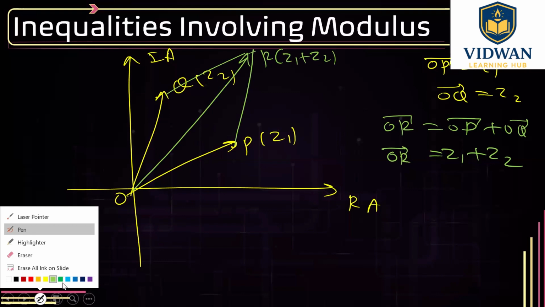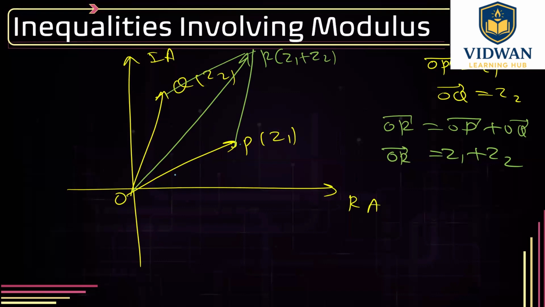So if you now write down the distances, the distance of P from origin is mod Z1, the distance of Q from origin is mod Z2. And since opposite sides in a parallelogram are equal, if OQ is mod Z2, PR is also mod Z2. And the distance of R from origin is modulus of Z1 plus Z2 because R represents that complex number. So now here you can write two inequalities. Consider triangle OPR. When you consider triangle OPR, we can write two inequalities in a triangle.